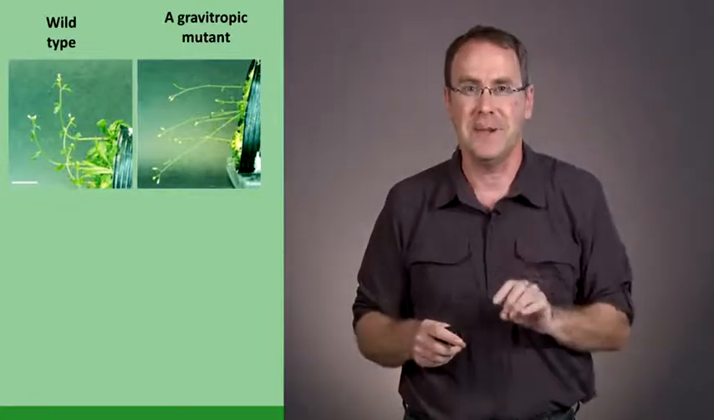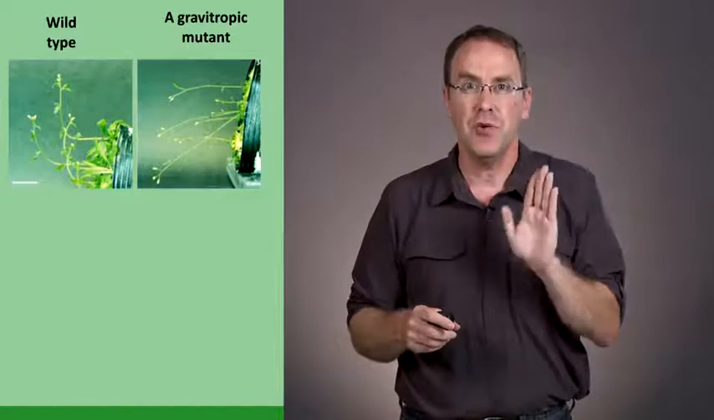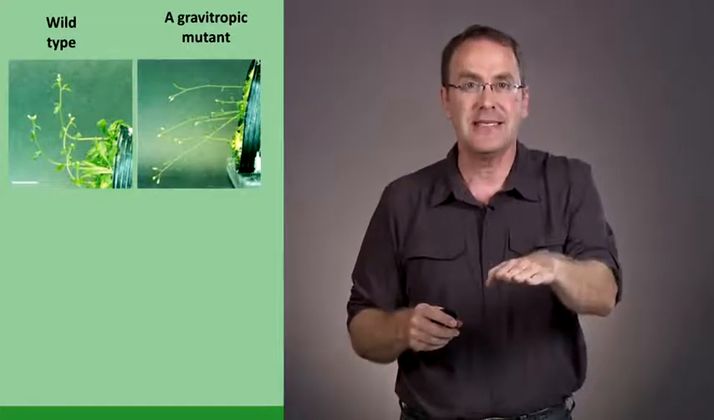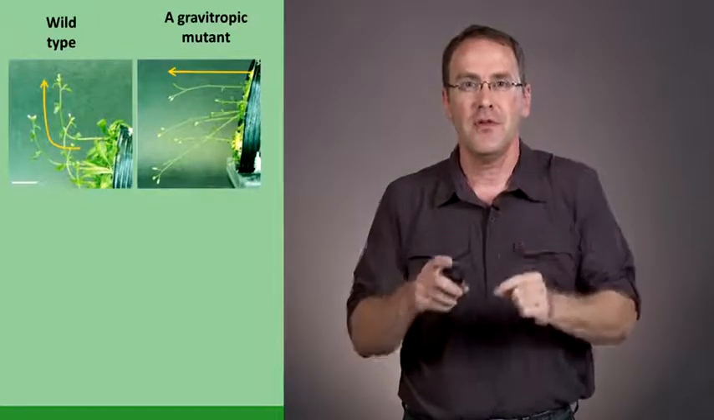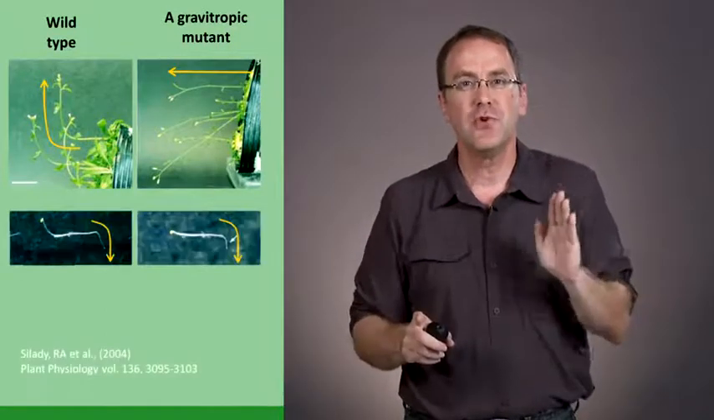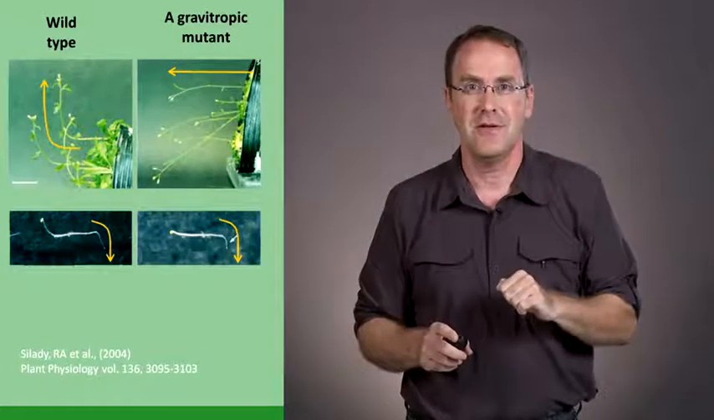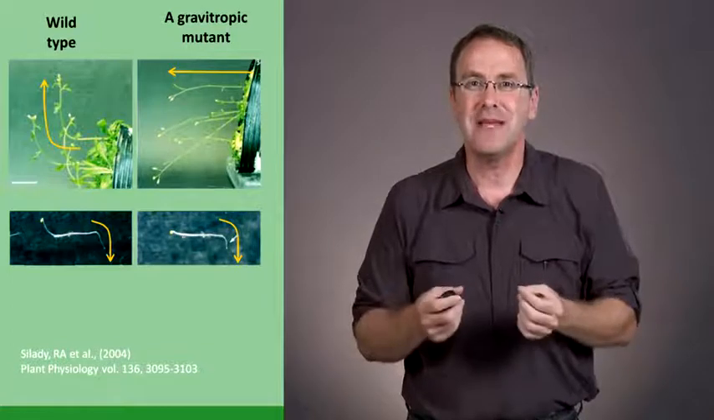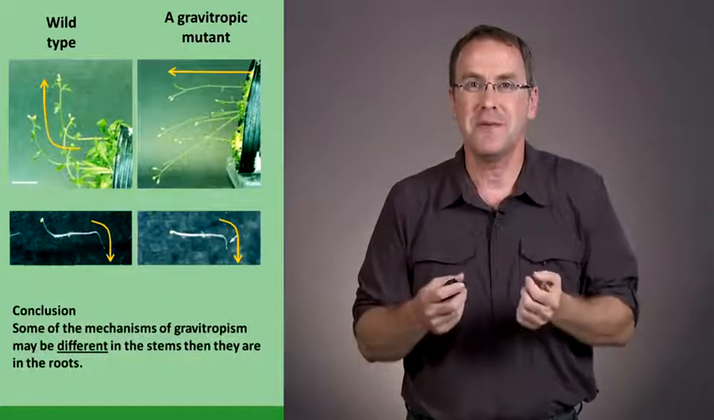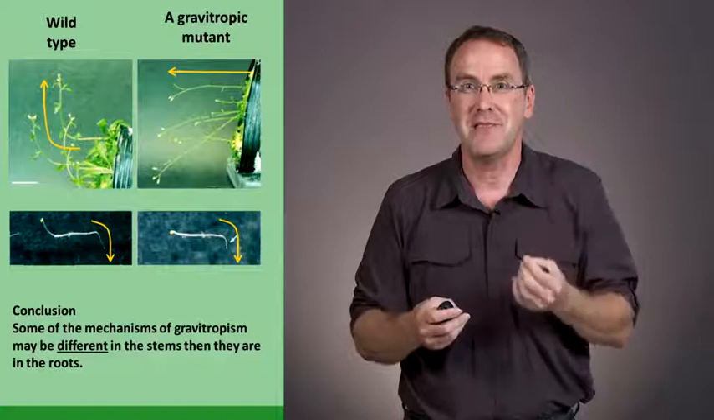I just want to show you one mutant here, which I find fascinating, because this mutant, when you put it on its side, its stems don't know how to grow up. But if you look at its roots, they still know how to grow down. So what we learn from this is that some of the mechanisms of gravitropism may be different in the stems than they are in the roots.